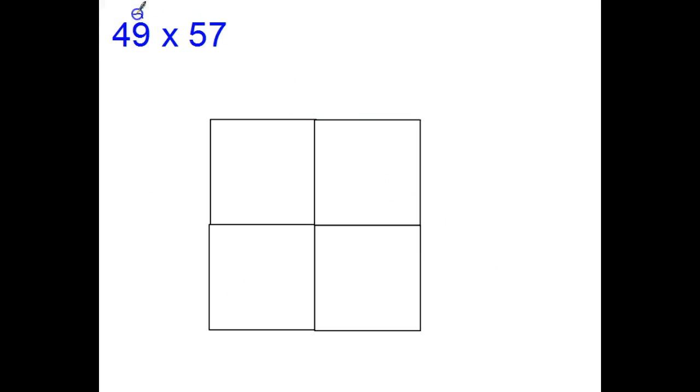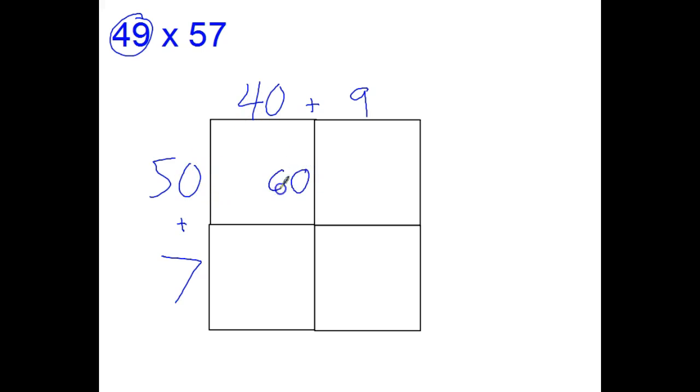Here's another one. I'm taking the 49, that's really 40 plus 9. And 57 is really 50 plus 7. And I start multiplying together. In this square I got 50 times 40. So I'm putting my two zeros down. And 5 times 4 is 20.